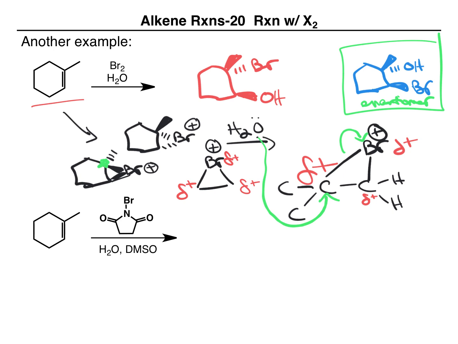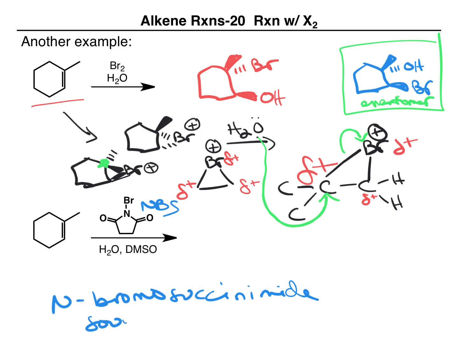So one of these is shown here, and here we are using N-bromosuccinimide, NBS. So this is N-bromosuccinimide, and it is a source of Br2. So the chemist will measure out NBS, add it to the reaction, and the NBS will form Br2 in situ.